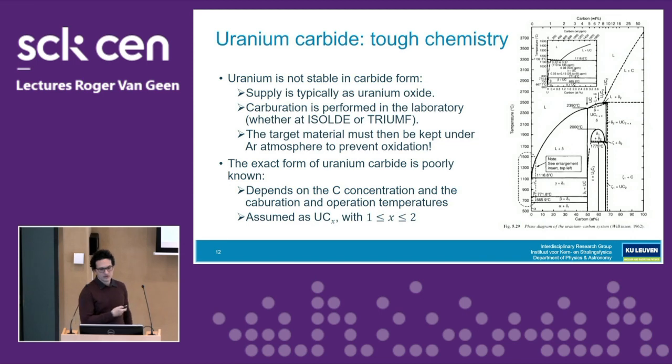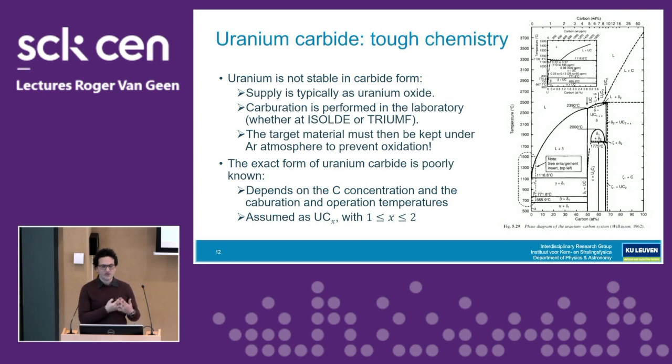So you start from a supply of uranium oxide. You perform the carburation yourself. That's how it's done at TRIUMF and at ISOLDE, for example. I believe that SPES is also developing its own recipe for this. And then your target material must be kept under argon atmosphere to prevent oxidation. So it's something that comes with its concerns and challenges. The second thing is the exact form of uranium carbide is not quite well known.